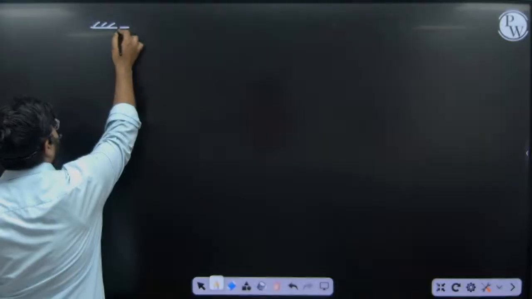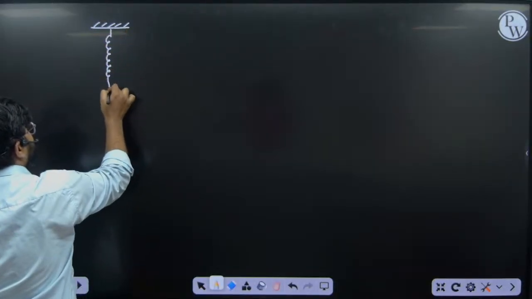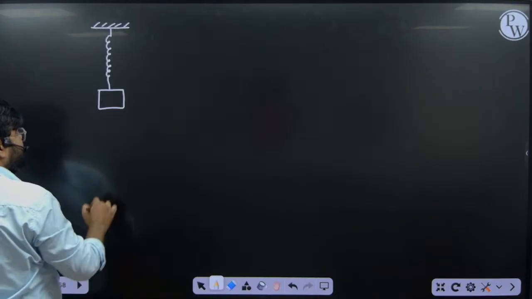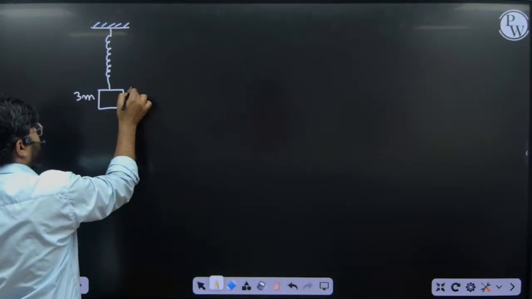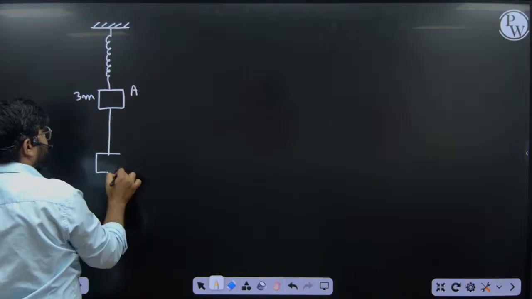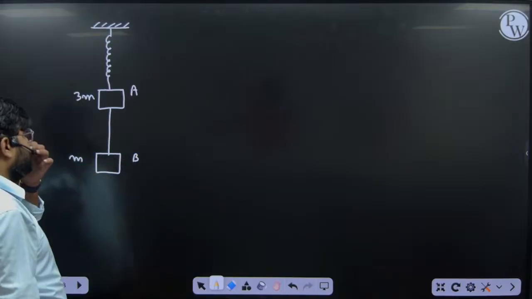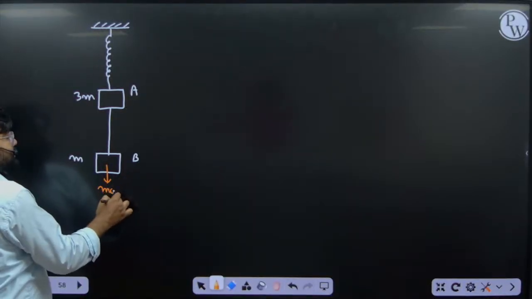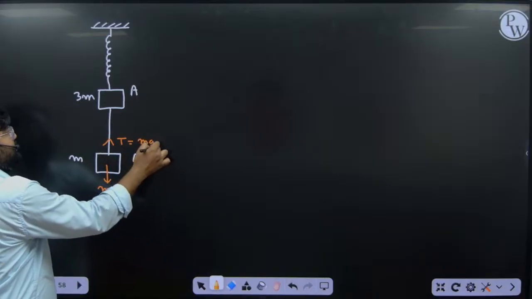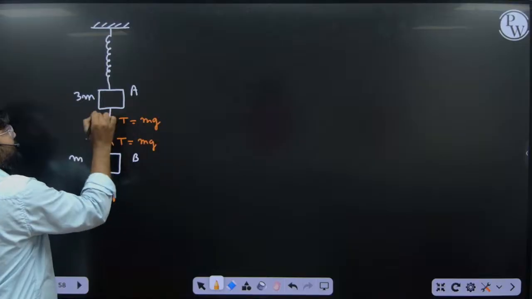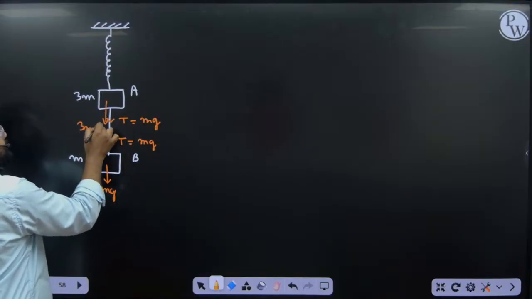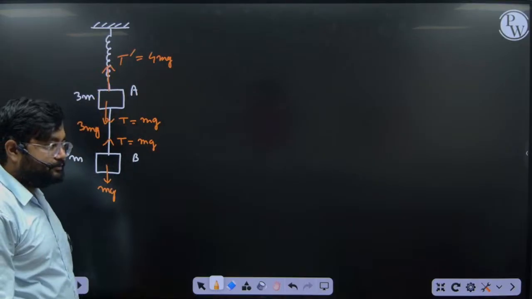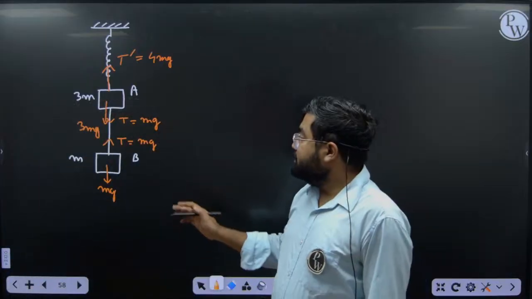Look at the board. We have a spring and a block here, let's say mass 3m, block A, and then a string, and another block B, mass m. So first let's write the values of the tensions. Here the tension is equal to mg. Here also it is acting. Then this weight is 3mg. So here the tension T dash is 4mg because everything is balanced. Correct? Now this is cut.